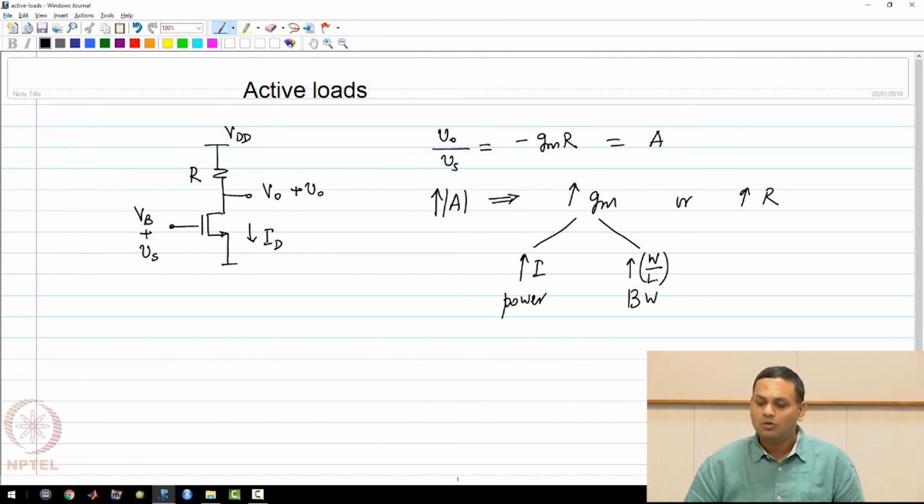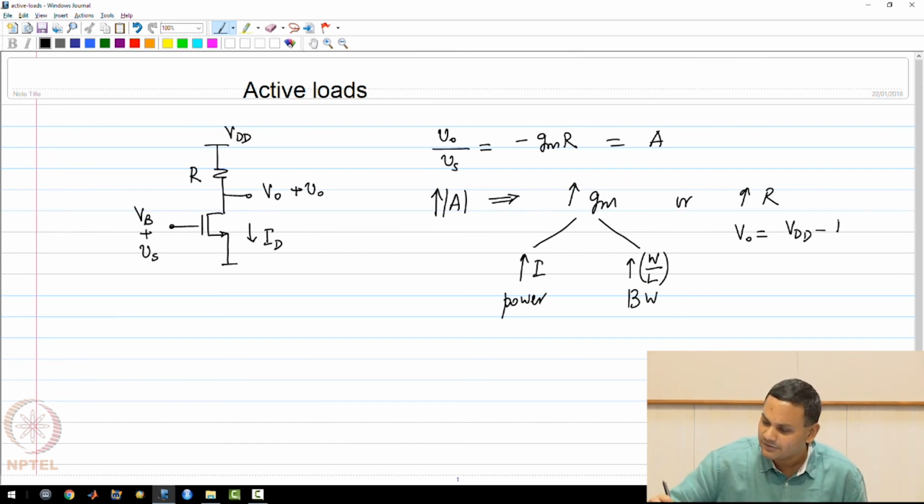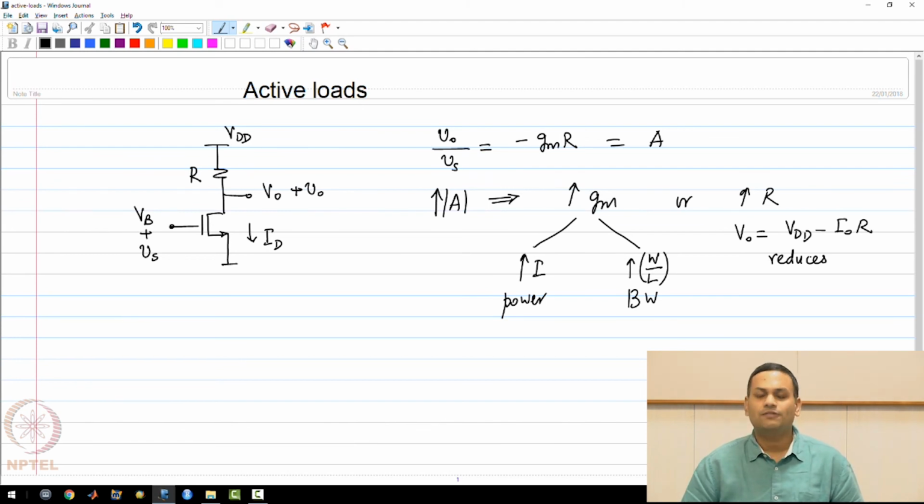If I increase R, what happens is, suppose I keep the current consumption constant and width and length of the transistor constant. If I increase R, what I find is that VO, the DC value, is VDD minus I0 R. So if I keep increasing the value of resistance, this keeps reducing. So the DC voltage at the drain of the transistor keeps reducing, whereas the VB stays constant because the current is constant.